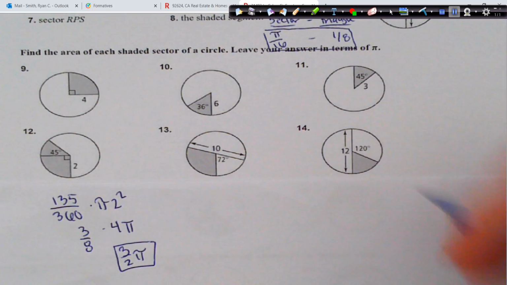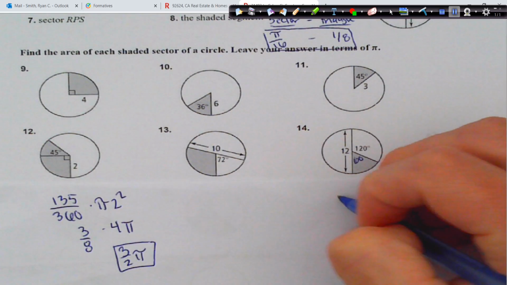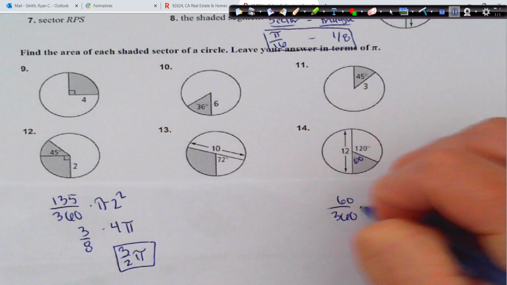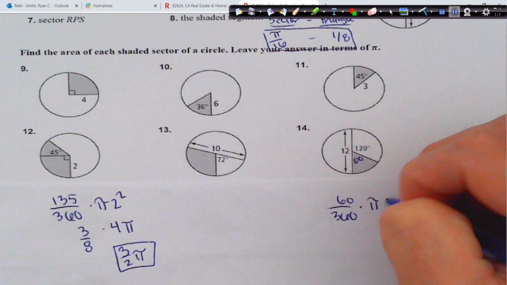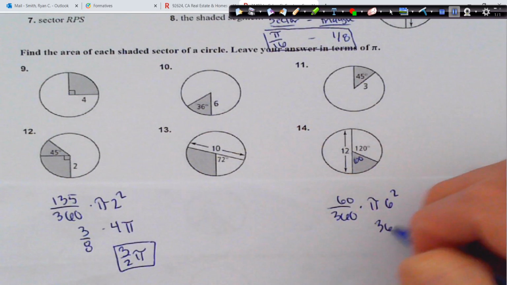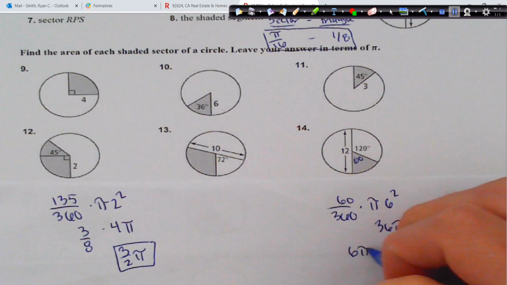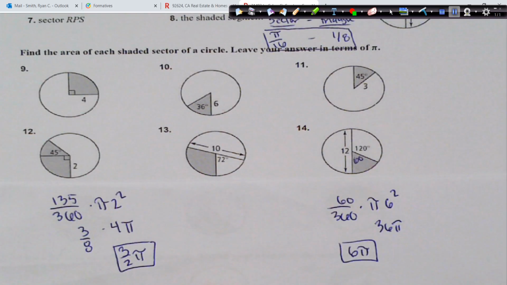14, this is 120, so that means this must be 60 because that adds up to 180. So we're going to get 60 over 360 times pi r squared. That's going to be 6 because the whole diameter is 12. So that's 36 pi times 60 over 360. So we should just get 6 pi for that one, for 14. Okay?